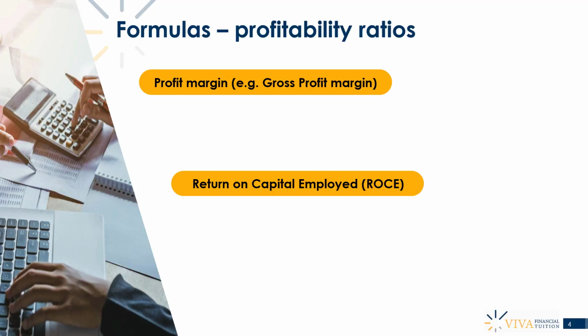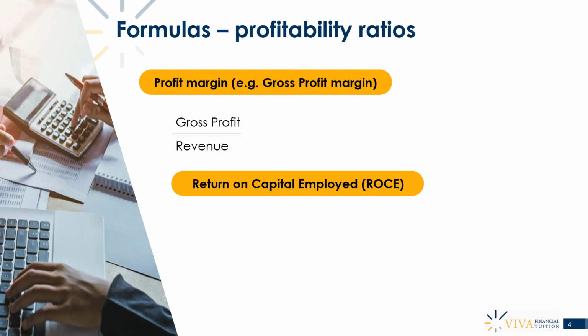The profit margin for something like a gross profit margin, we take our gross profit and divide it by revenue. And it'll be a percentage, you times it by 100. If it's net profit margin, it's net profit over revenue. If it's operating profit, it's operating profit over revenue. Anything margin is talking about as a percentage of revenue. And obviously the higher the better.